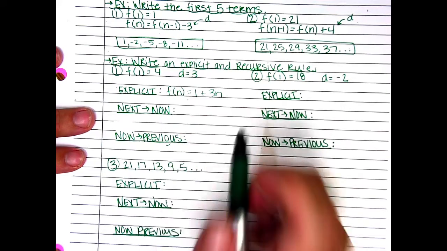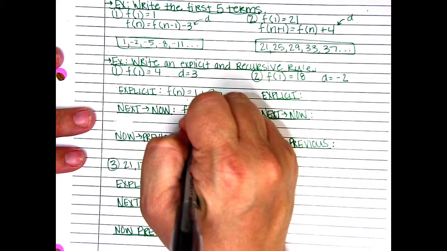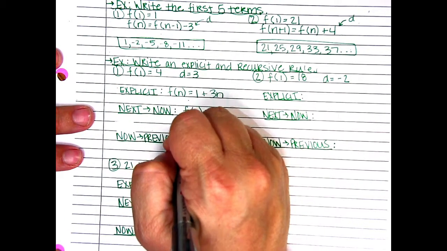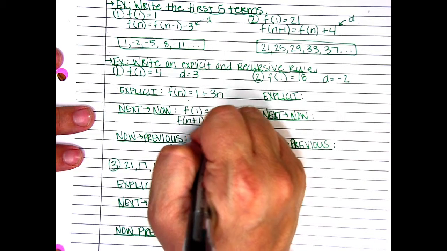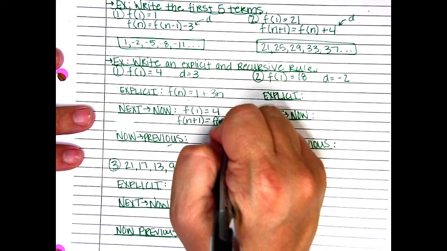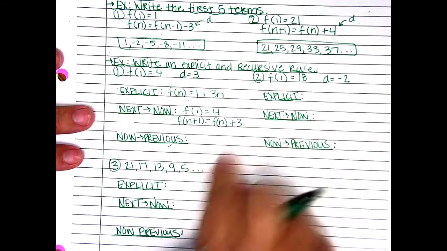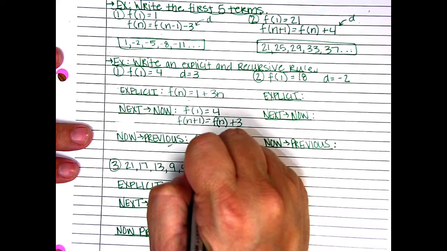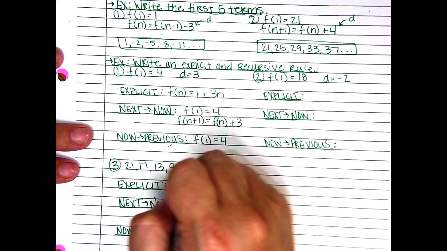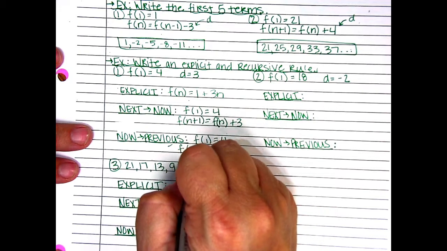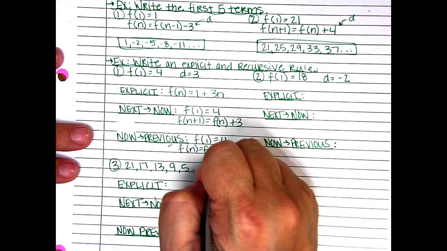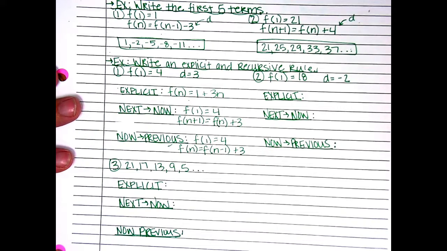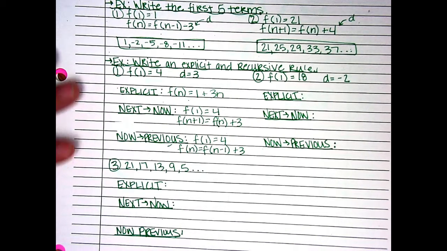For next now, the first thing I have to list is f of 1, and in this case it's 4, which was given. And we're doing next now. So f of n plus 1 equals f of n plus 3, which is the common difference. If I use now previous, again I have to list f of 1 equals 4, and then I say f of n equals f of n minus 1 plus 3. It's two ways to basically say the same thing.